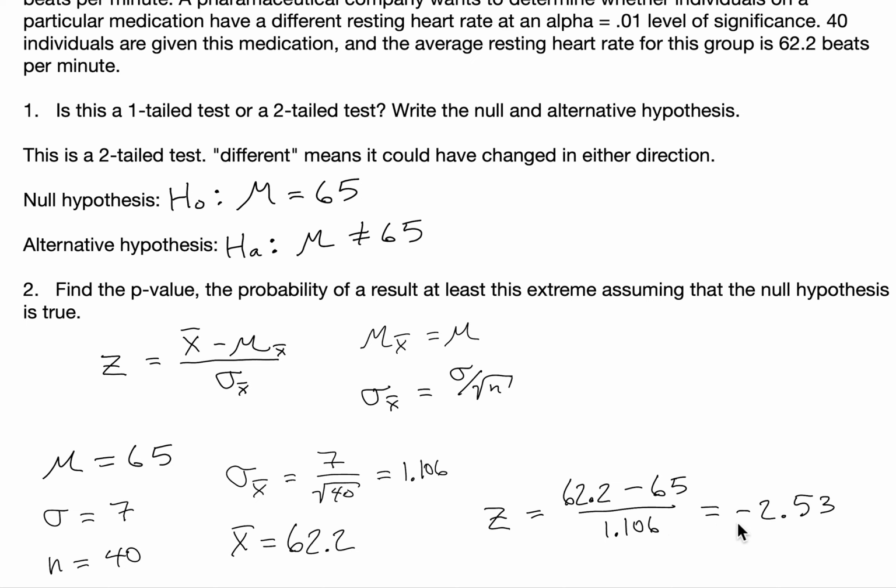That gives us a z-score of negative 2.53. So once we have our z-score, we now need to use either the standard normal table, the z-score table, or a computational device to figure out the probability in the standard normal distribution of a z-score being, in this case, less than negative 2.53, because that would be the tail end since it's a negative z-score.